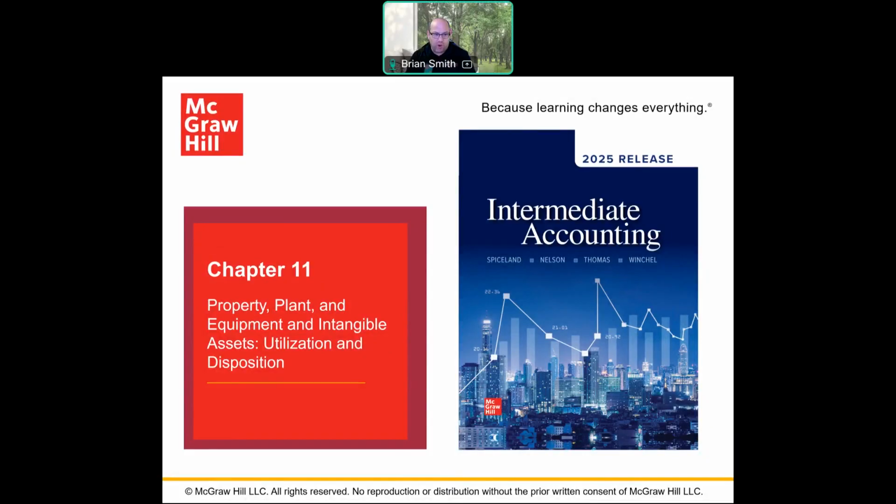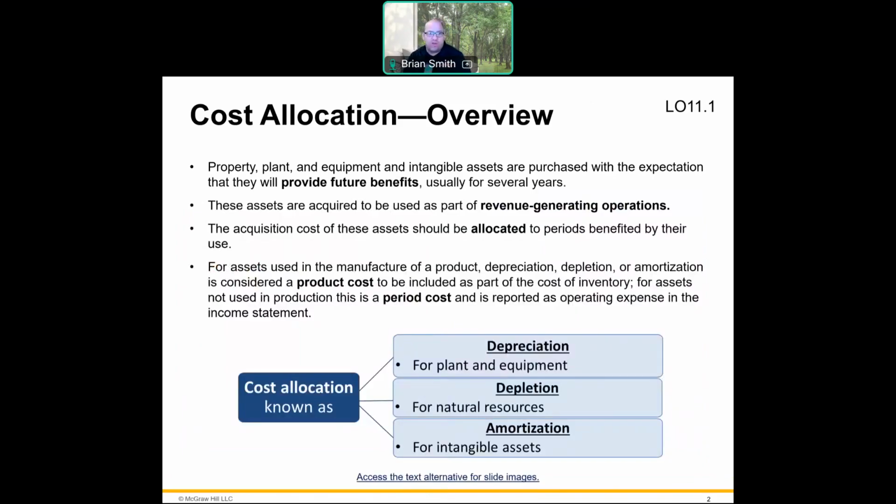We're going to continue talking property, plant, and equipment, but this time we're going to be focusing primarily on its usage and its disposition. In other words, whether we're going to scrap it, sell it, and how we're going to handle those types of things. In your prior accounting classes, you should know that depreciation is used for your property, plant, and equipment. Depletion is for natural resources, and amortization is for any kind of amortizable intangible assets.